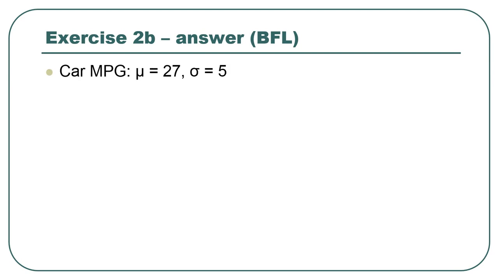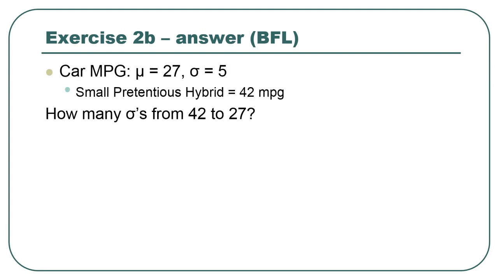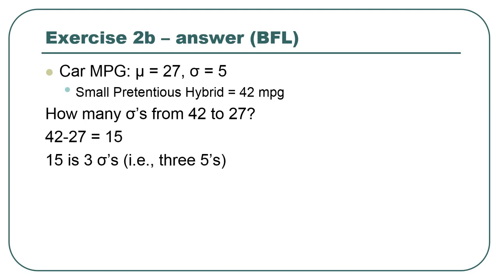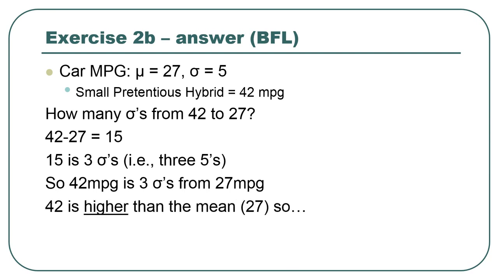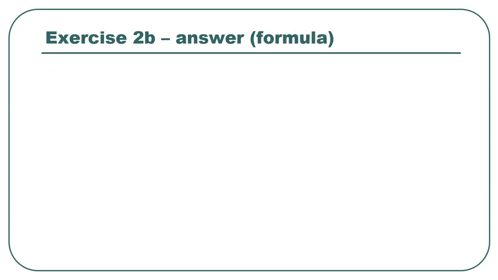So 2B, a small pretentious hybrid, 42 miles per gallon. How many standard deviations from 42 to 27? There are 15 points, which is 3 standard deviations. 3 steps of size 5 each. So 42 miles per gallon is actually 3 standard deviations from 27, and it's positive because it's higher than 27. So the hybrid z-score is plus 3. That's kind of a big z-score, just like the last one that was minus, right?